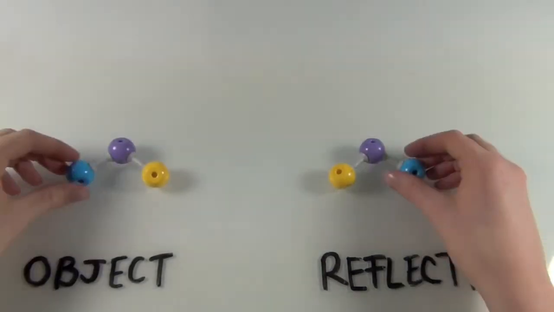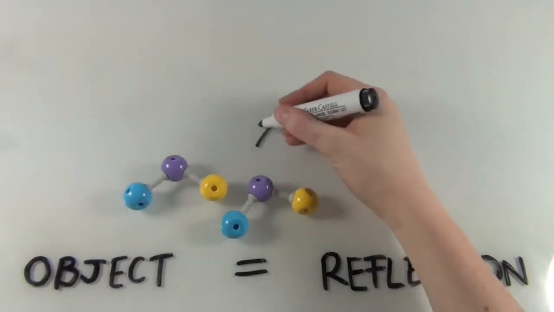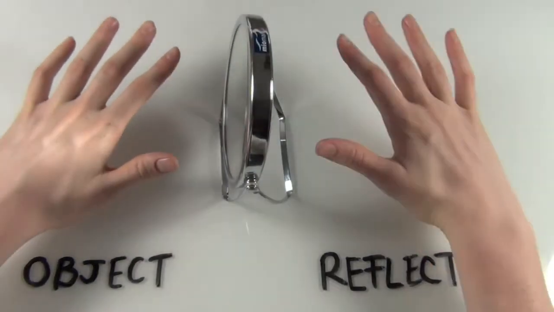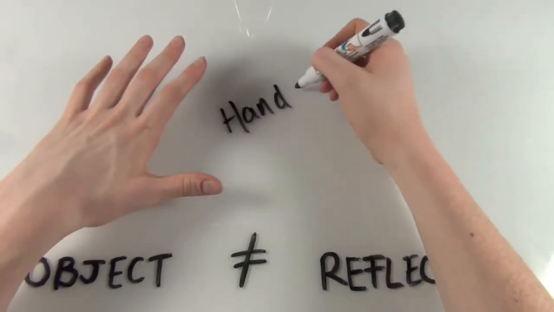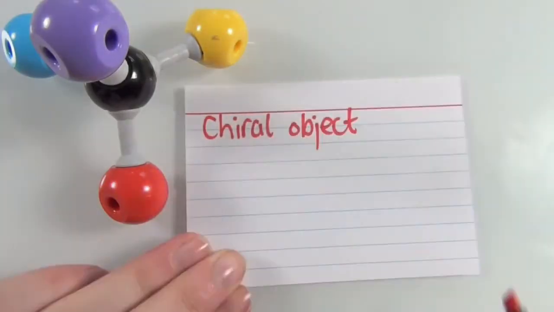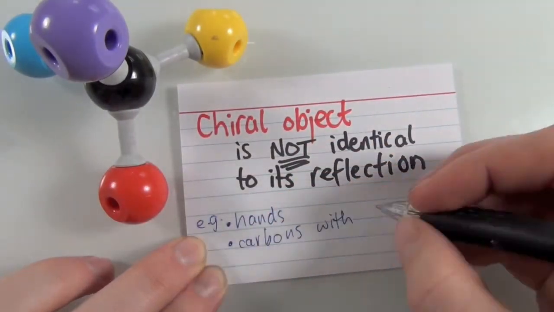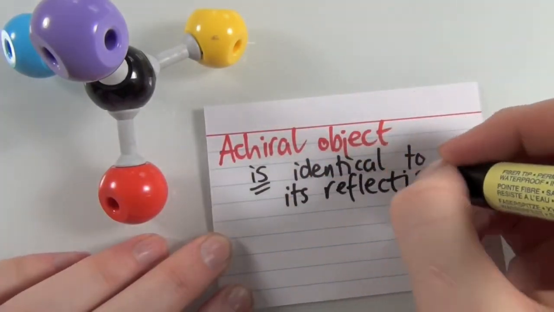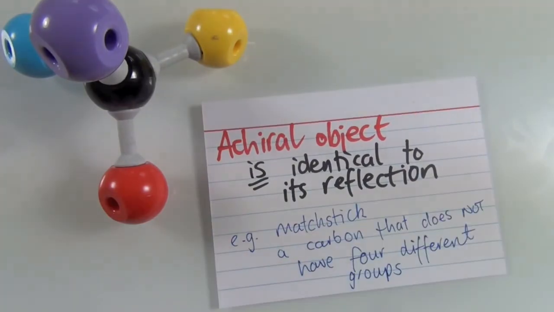Again, we have some made-up molecule, and this made-up molecule is achiral. And finally we have the famous example of hands. My left hand is not the same as my right hand, which makes my hands chiral. So to sum up, a chiral object is not identical to its reflection, and an achiral object is identical to its reflection. Okay, so I hope you now understand the difference between chiral and achiral objects.